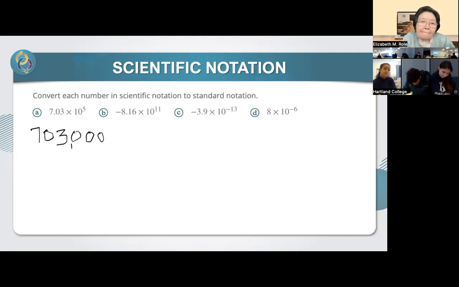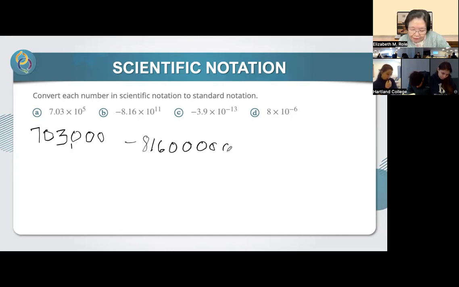Now, okay, letter B. We add how many zeros? I think you'll have to add 9 zeros, right? Because you already have 16, that's two decimal places moving. And then you have 10 to the 11, so you have 2 for the 16. You just need to add 9 more zeros. So you need 11: 1, 2, 3, 4, 5, 6, 7, 8, 9, 10, 11.